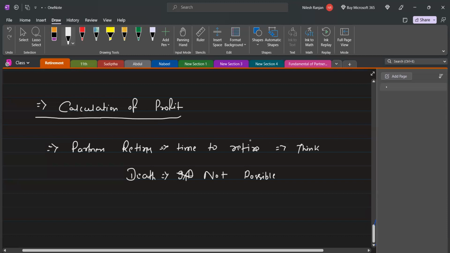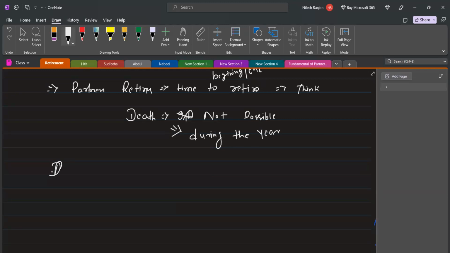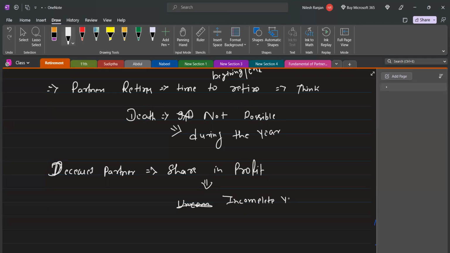Whenever a partner retires, it is in the beginning or end of year. But generally death happens during the year, in between the year. Now, if this happens, what do you think? The deceased partner will get share in profit of current year also? Uncompleted, incomplete year, because in current year he died during the year, so the year is incomplete.